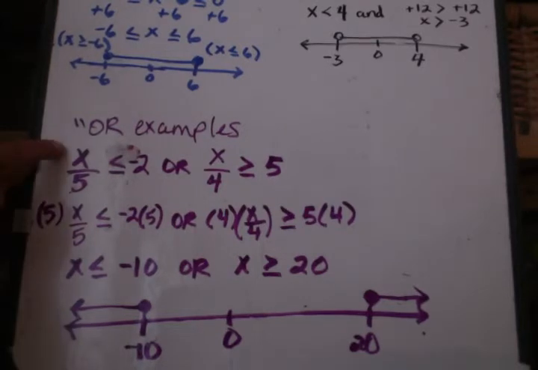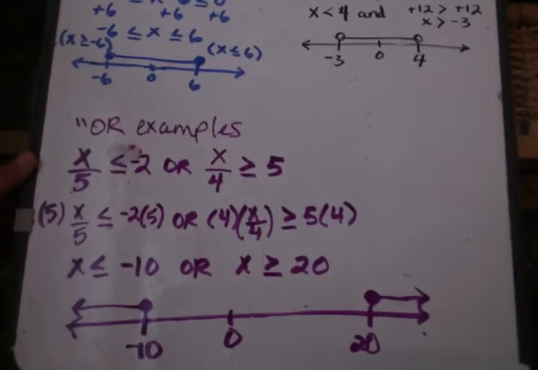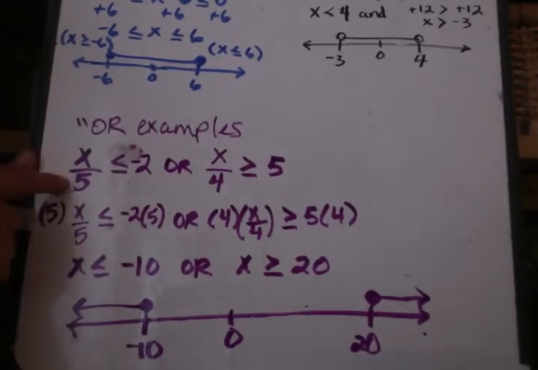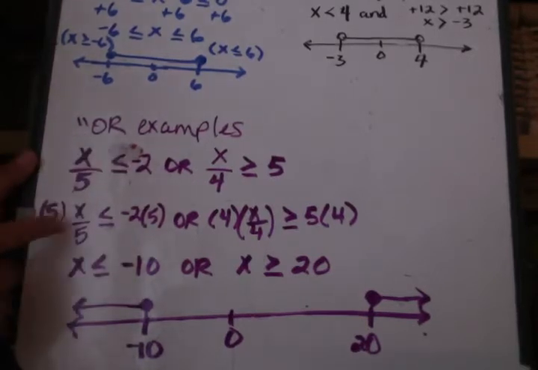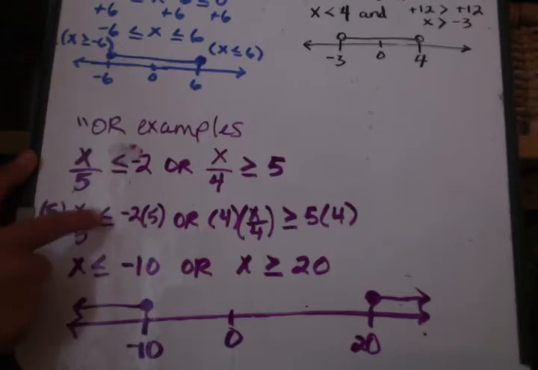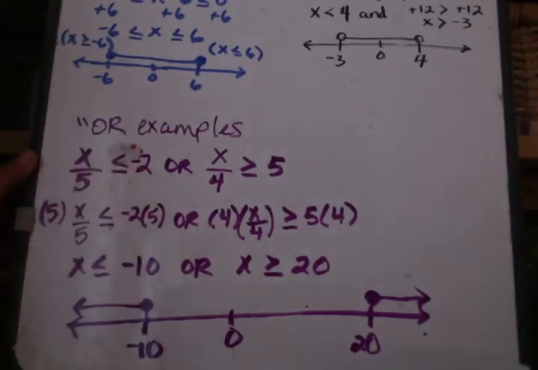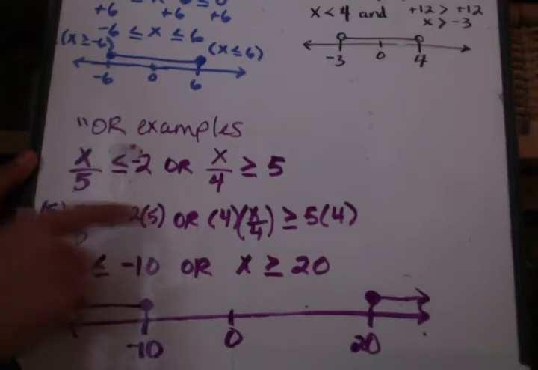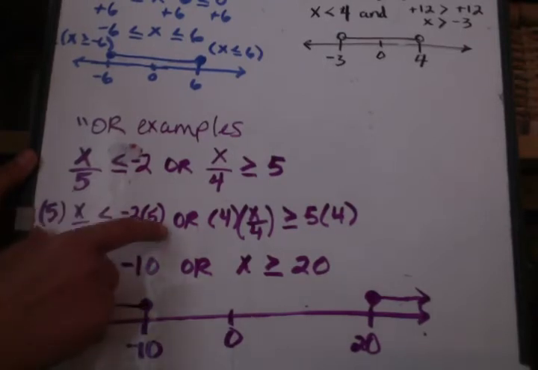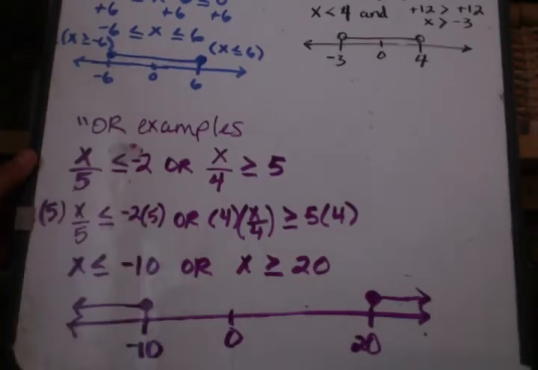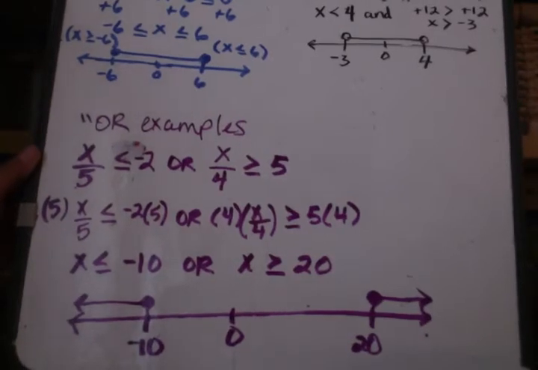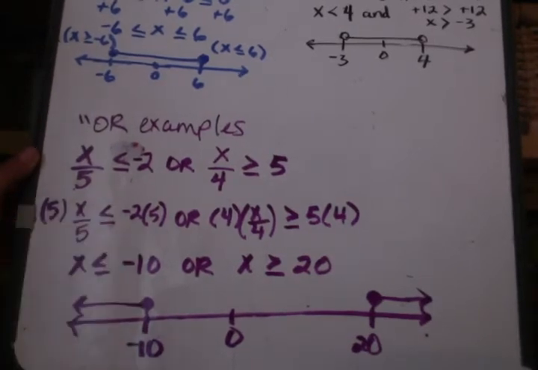And here, remember, x over 5, this is dividing, so the opposite of dividing is multiplying. So I'm going to multiply by 5 on both sides. And that's what I'm doing here. 5 times x over 5 less than or equal to negative 2 times 5. Because I'm multiplying this side by 5, I'll multiply this side by 5. And we're multiplying by a positive number, so we're not flipping the inequality.